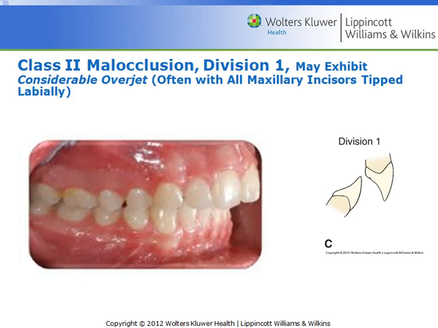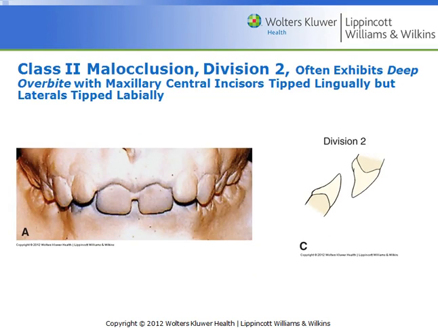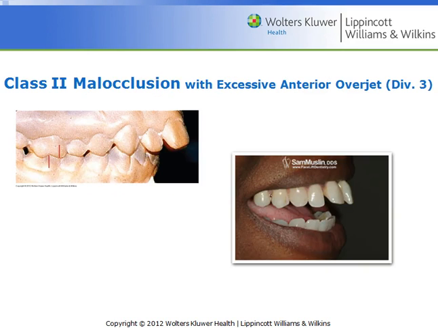Despite the class 2 division 1 appearance, there can be quite a bit of overjet in a class 2. There can also be a deep bite related to a class 2, and in this relationship it is also division 2. Here is a class 2 malocclusion with excessive anterior overjet, or division 3.